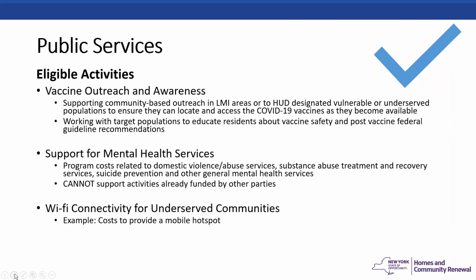Public services must be a new service or a quantifiable increase in the level of service. Funds will be made available to support community-based outreach in low and moderate income areas or to HUD-designated vulnerable or underserved populations to ensure that they are able to locate and access COVID-19 vaccines as they become available. HCR expects that this assistance is primarily coordinated through nonprofit organizations that may provide services and programming to those communities. Uses may also include working with target populations to educate residents about vaccine safety and post-vaccine federal guideline recommendations.